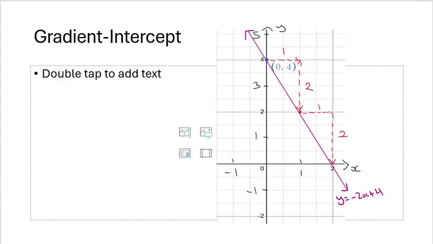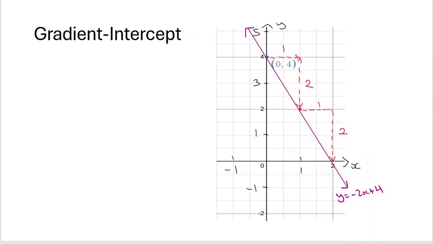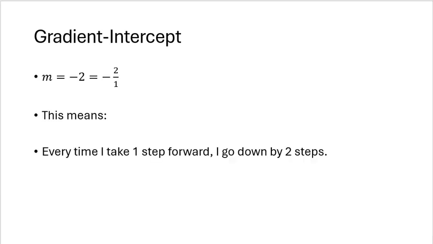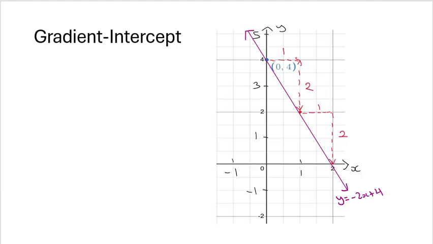Now, once you start drawing your graph, this is actually what's going to happen. You start from the y-intercept and you follow this rule here. Every time I take 1 step forward, I go down by 2 steps. So as you can see, I take 1 step forward, I go down by 2. Take 1 step forward, I go down by 2. And the pattern keeps repeating itself until you reach the edge of your graph. So I'm just going to label this to make sure that we are consistent with everything so we can get full perfect marks, okay?